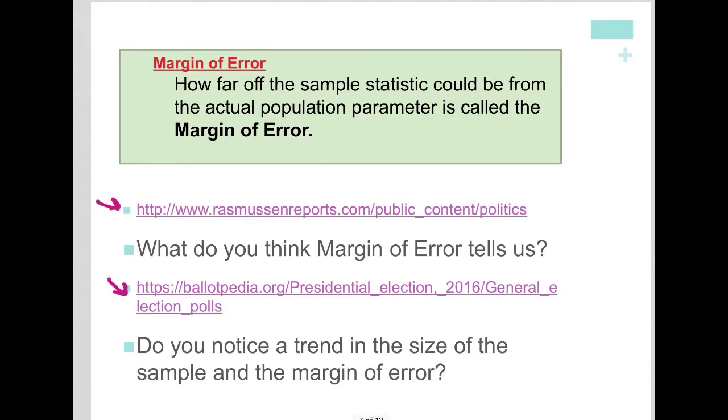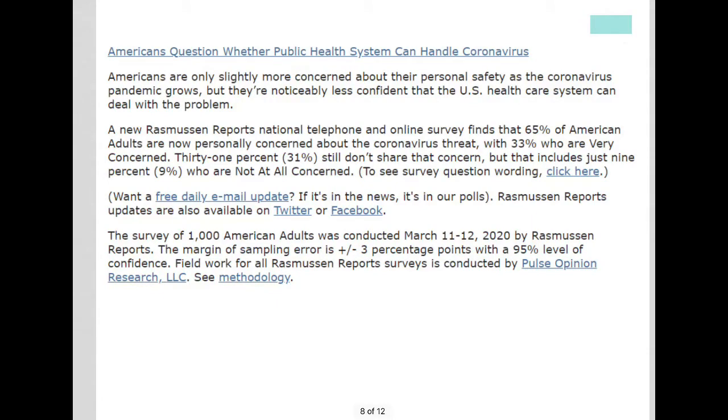But if you click on the first one, you'll come across several different small studies. I just selected one, and these come out daily. So this one, it pertains to us because it came out today. And it's about the coronavirus. So the study, if you look at the top, it says Americans question whether public health systems, our system, can handle coronavirus. So you can go ahead and pause and read it to yourself if you like. Otherwise, I'm just going to read it and you can just keep playing it and follow along.